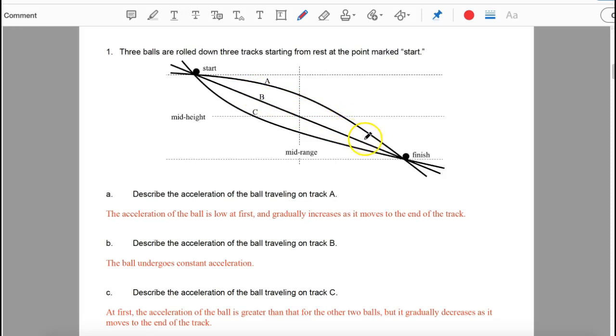For letter B, the acceleration is constant. Because we have this straight line here, we will increase speed at the same rate all the way down, similar to what we have for gravity. For the acceleration of C, we'll speed up really quick, and then all of a sudden we'll start to not speed up as quick. So how does that compare to the velocities?